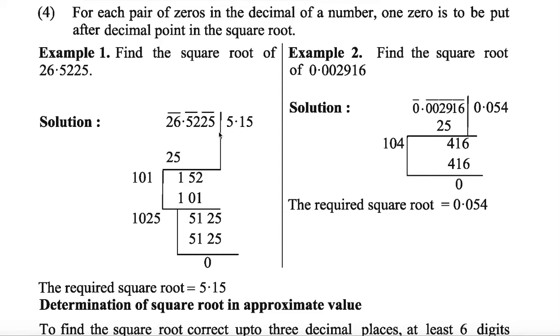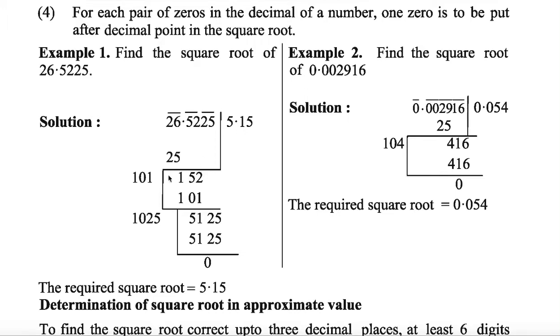Let's see this example. From the left you will put a bar here, there are only 2 digits. From the right you will put 2 bars here because there are 4 digits. Each pair you have to put a bar, right? 5 5 is 25, 1 is here. Put a dot here. When you are putting a dot here, you have to put a 0 here. That is the rule. And the 52 will come down.